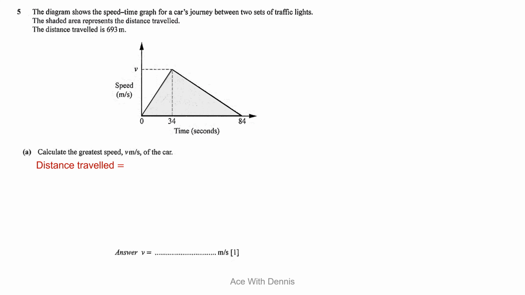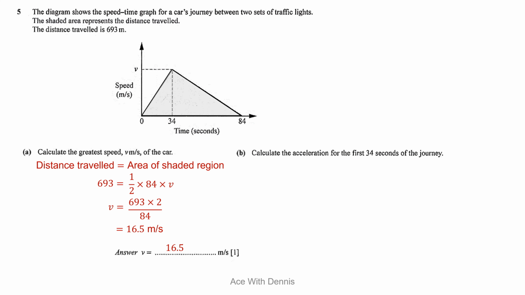So, the distance traveled from a speed time graph is the area of the shaded region. Given that the distance is 693, we can apply the formula to find the area of the triangle. For this case, it is half times 84 times v. We solve this equation, v will equal 693 times 2 divided by 84. We calculate, we get 16.5 meters per second. Hence, the answer is 16.5.